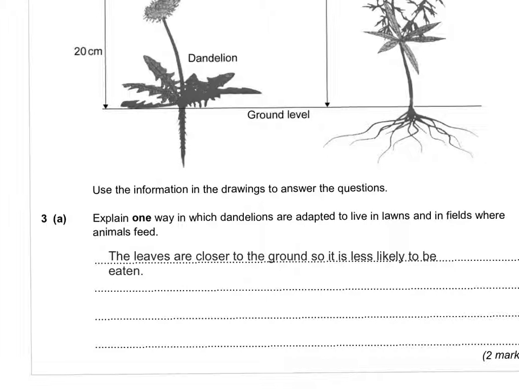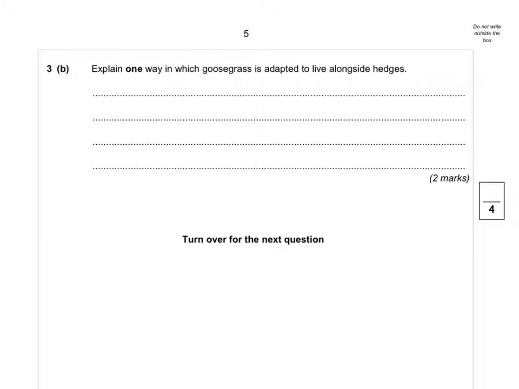Another thing that you could say instead, so if you didn't want to go for that one, some other students were talking about the roots, so they said that it's got a thick root which prevents it from being pulled up. And obviously that's going to help it to survive more often than not, because if the root of the plant survives, then there's a chance that it can grow back. So that was what it was for the first one. We'll go to the goose grass now on the next page.